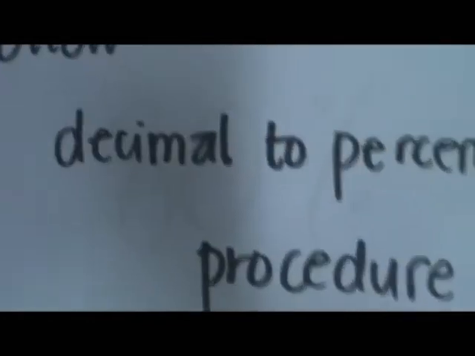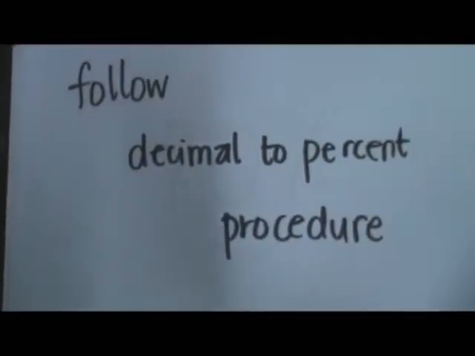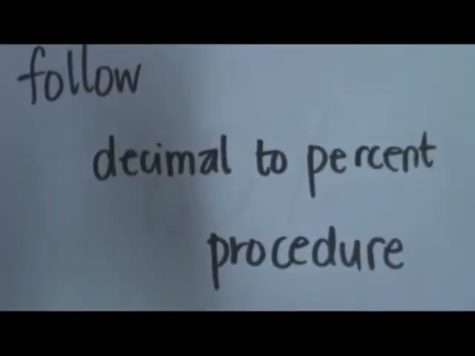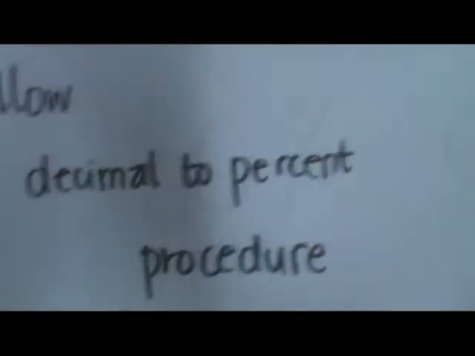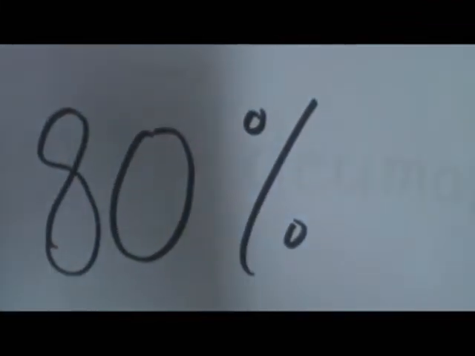After converting the fraction to decimal, we can now perform the basic step in converting decimal to percent. So we move 2 decimal places to the right or multiply the decimal by 100. And we'll get 80. Affix the percent sign and we now have 80%. Easy!